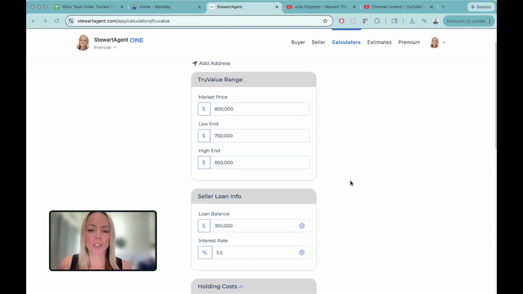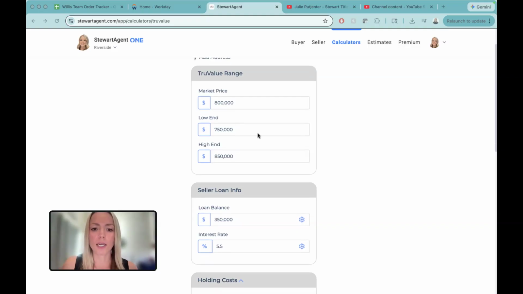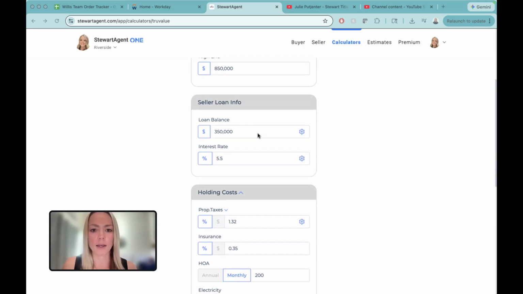In our area, the average list price of homes tends to be around 800,000. So this is just an example. I did not put an address in up here. You're going to really want to look at your comps too as you put these figures in. But let's say you're sticking with 800 for fair market value, 750 on the low end, 850 on the high end.